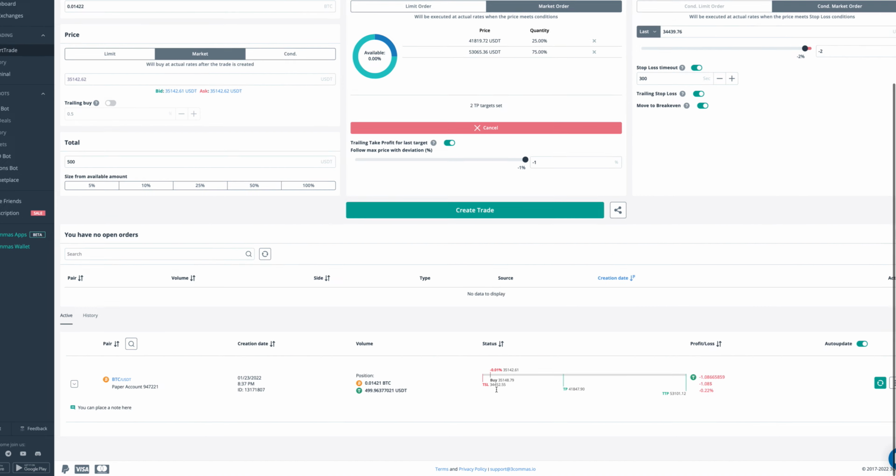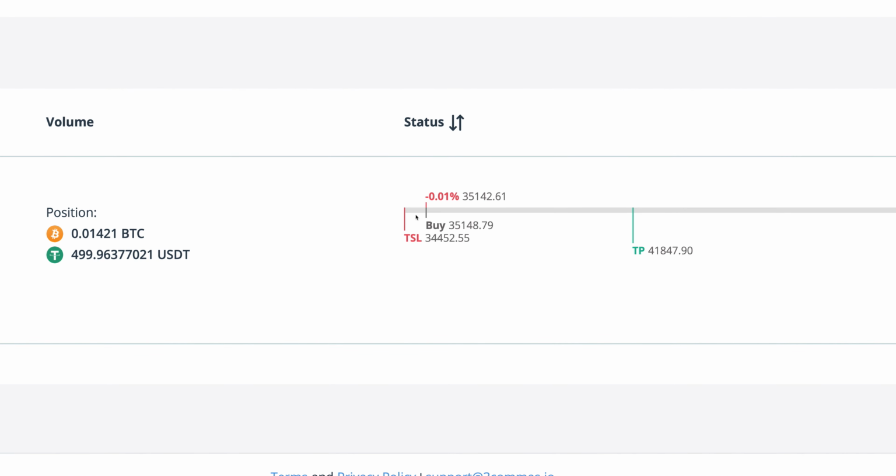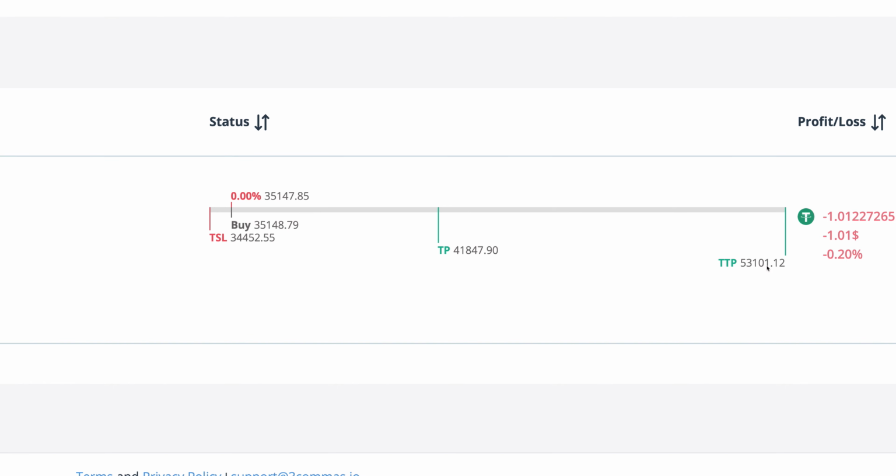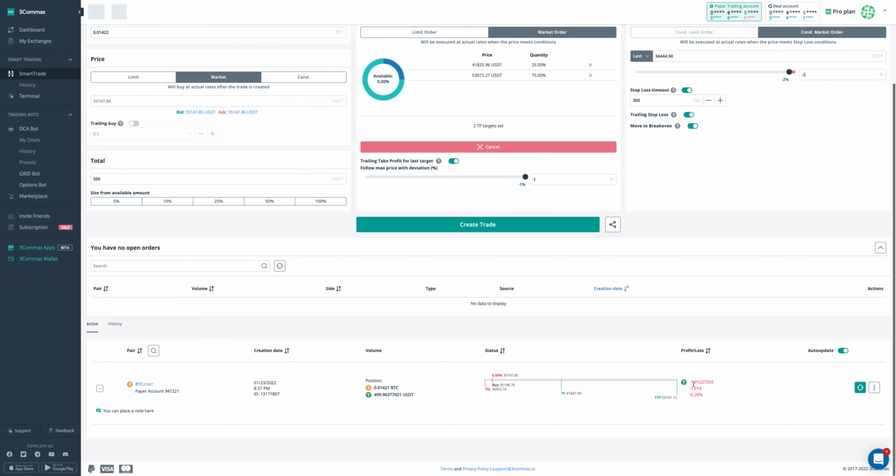Right, so we've got TSL down here, trailing stop loss. So that basically means when the red bar goes to the left, it will hit stop loss. We've got take profit target 1 here in the green, and then we've got trailing take profit on the last one, which is here. And then you can see in real time how much your trade's in and all that sort of stuff.